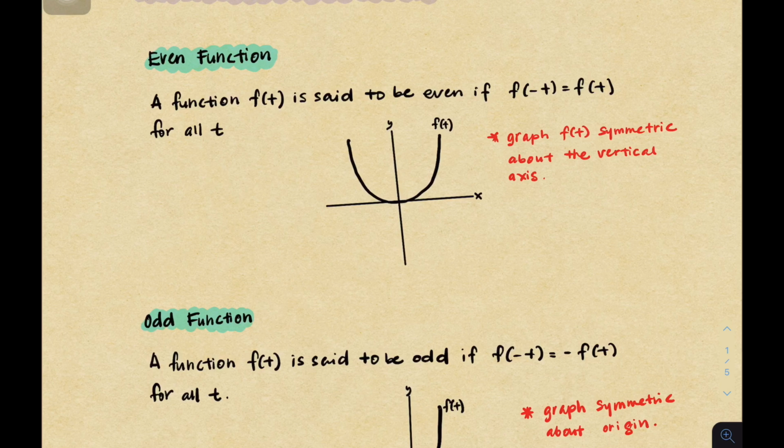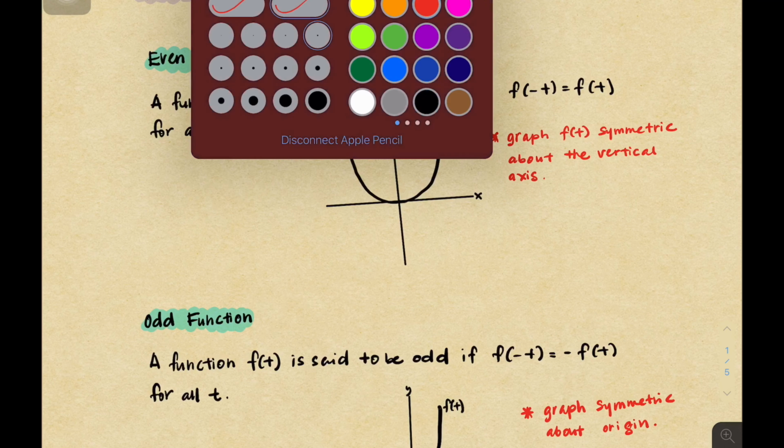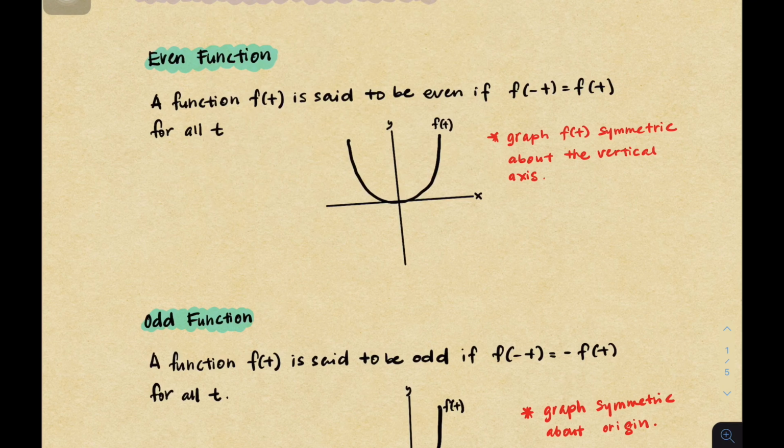So if you are given a function f(t), for example, and we want to check whether f(t) is an even function or an odd function, you need to substitute your t with negative t. When you substitute your t with negative t and you get f(-t) equal to f(t), that function is called an even function. So a function f(t) is said to be even if f(-t) equals f(t), meaning all t in your function are substituted by negative t.